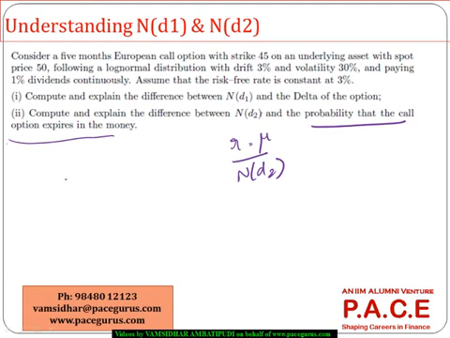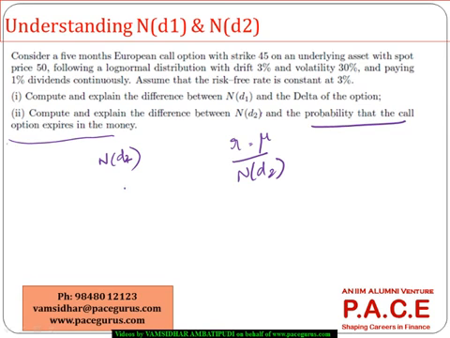So just to summarize the scenario, whenever I'm going ahead with the risk neutral probability, the probability that the call option expires in the money goes as N(d2) when I'm looking at mu equal to R.